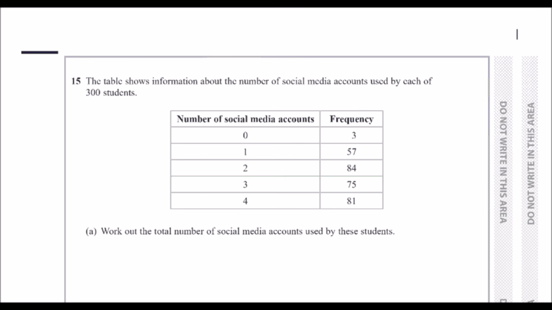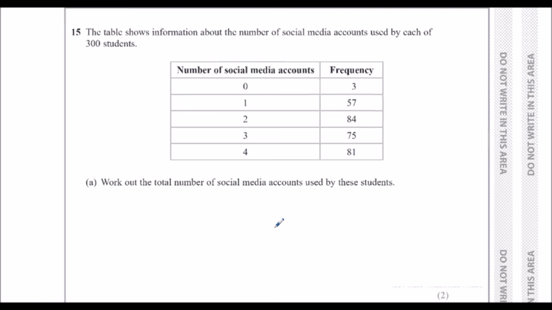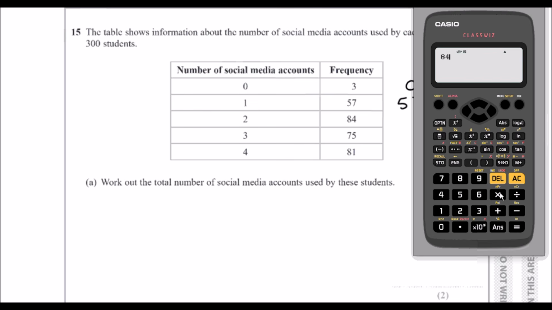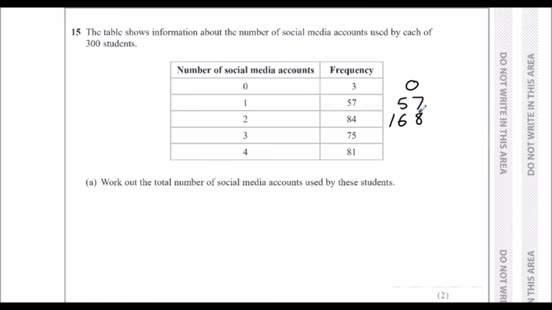Question 15. The table shows information about the number of social media accounts used by each of 300 students. Work out the total number of social media accounts used by these students. So 3 people have got no accounts. 3 times 0 is 0. 57 people have got 1 account. 57 ones are 57. 84 people have got 2 accounts each. So they've got 2 accounts each. That makes 168 accounts in total.